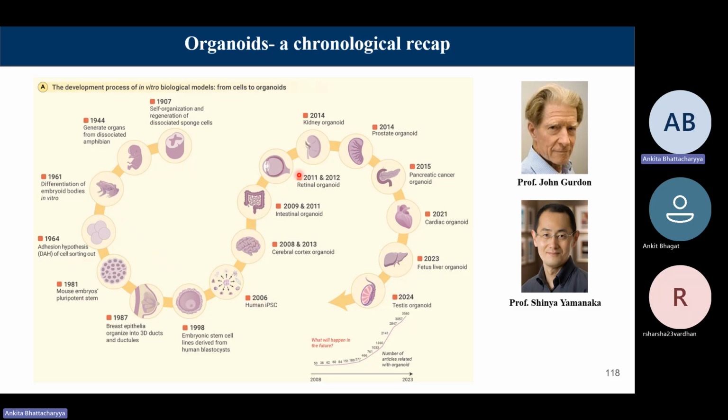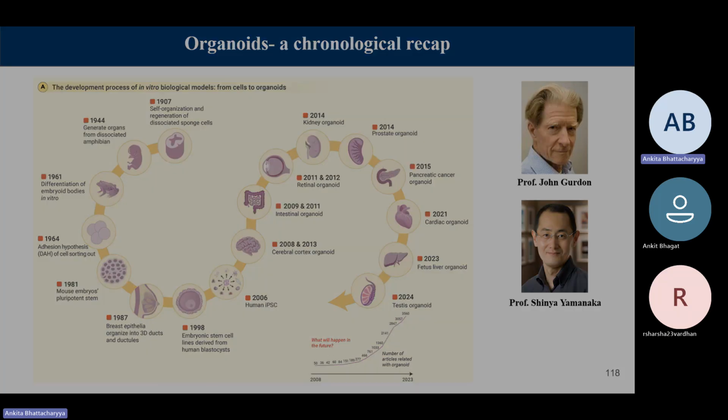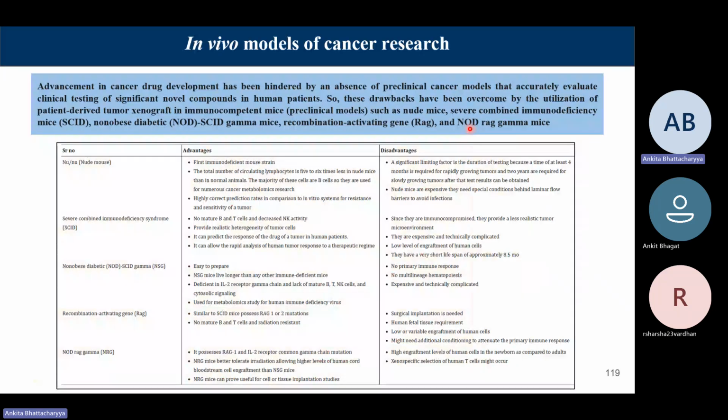And as you can see, back to back, every few years a new type of organoid has been established and is used for study, and of course it's been an immense contribution to the field of biology. We had ended on this slide where we made a comparison between different types of in vivo models for cancer research.